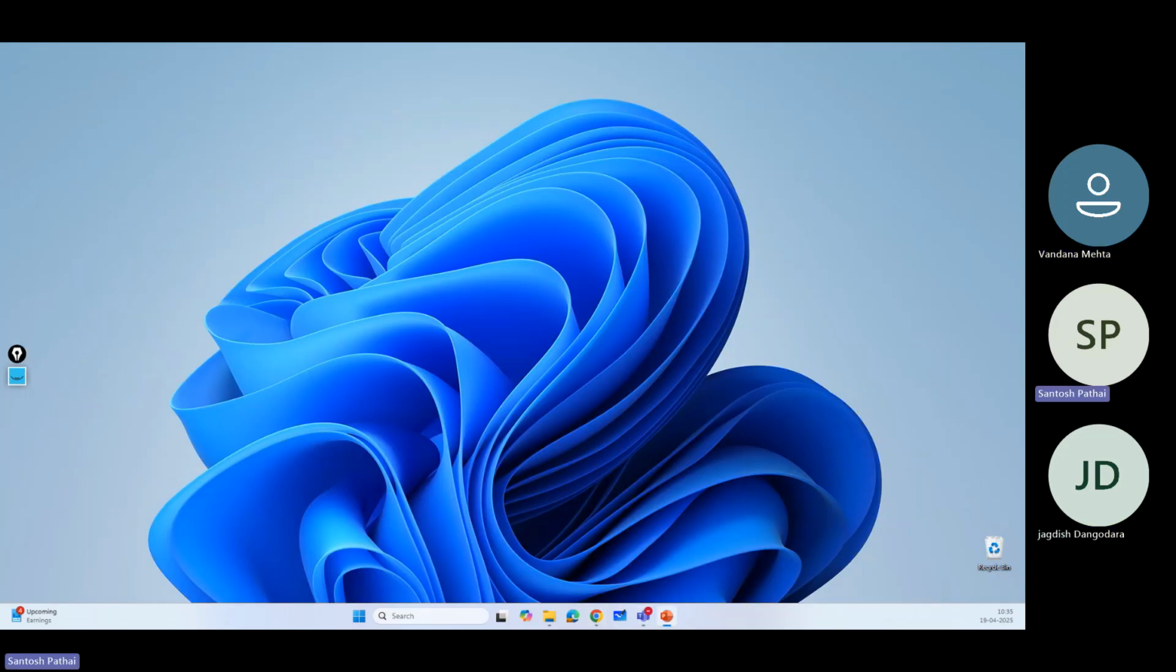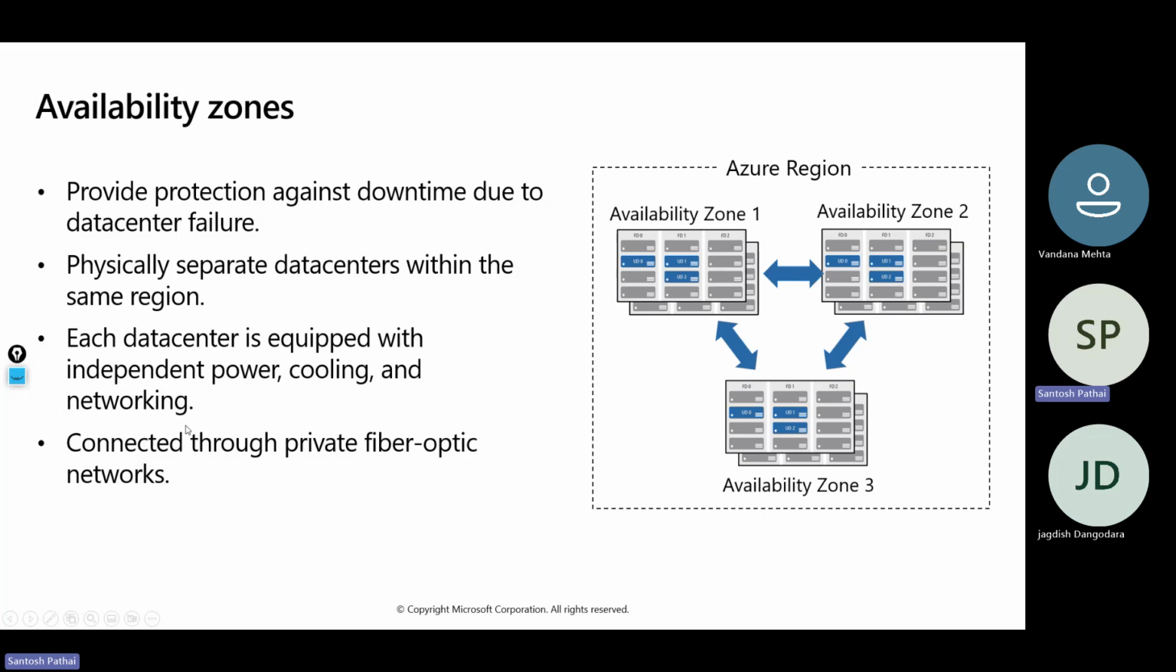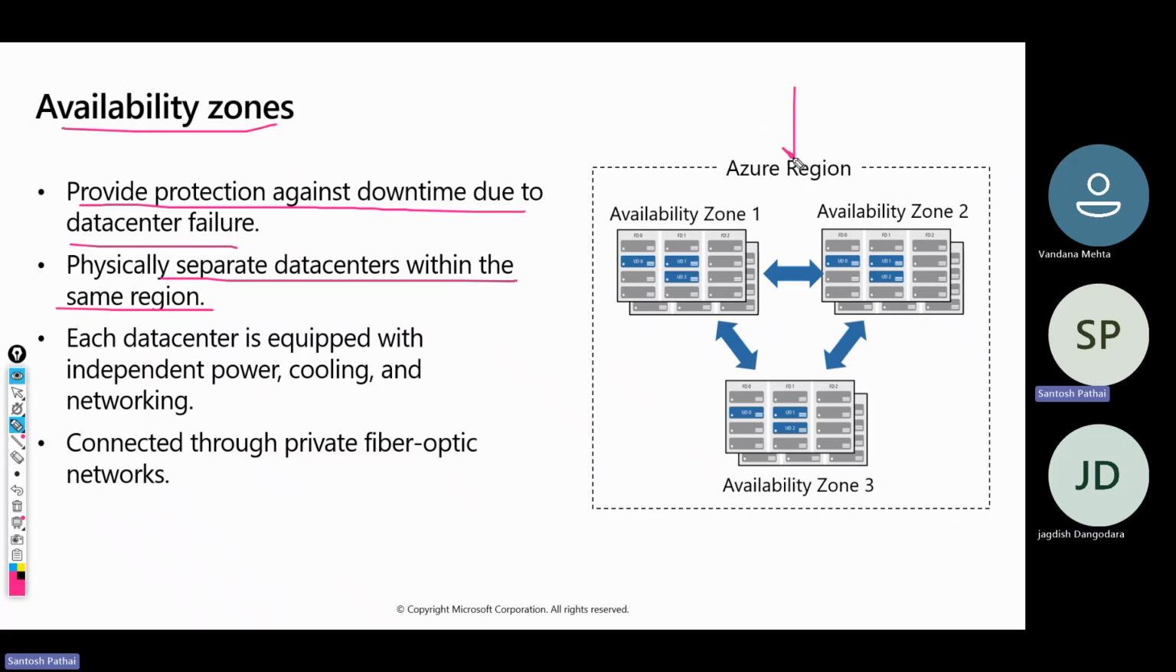So let's jump again. When we talk about availability zones, they provide protection against downtime due to data center failure. So they are physically separate data centers within the same region, and each data center is equipped with separate cooling, power, and networking, and connected through private fiber cables.